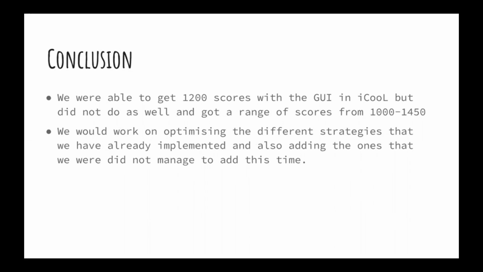Conclusion: we were able to get a score of 1,200 with our due I and iCool, but we did not do as well and got a range of scores from 1,000 to 1,450. It was rather inconsistent and we were not very satisfied with it.